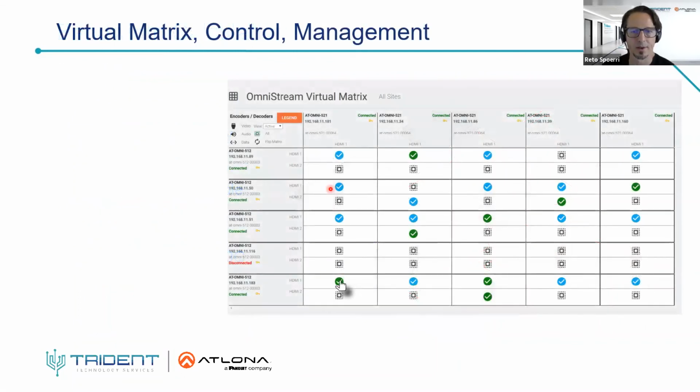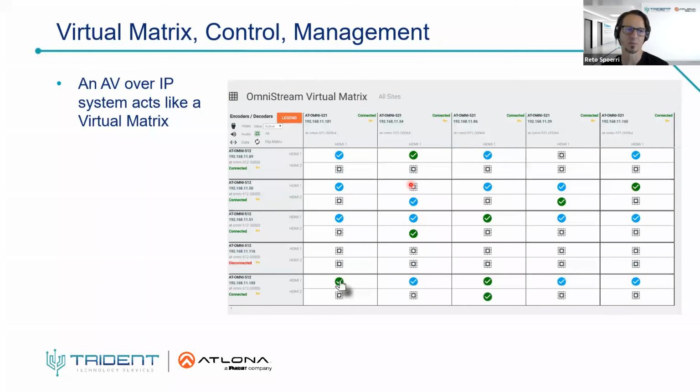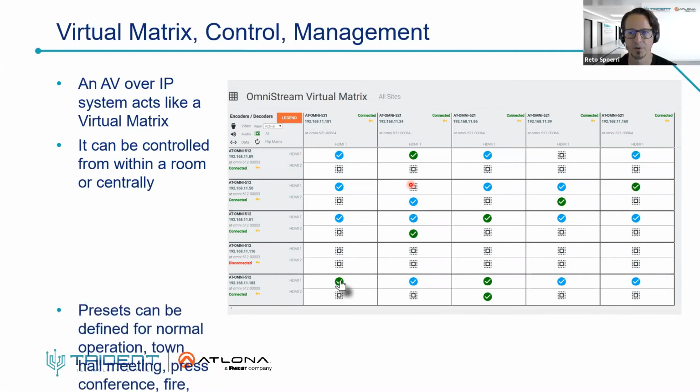Looking at control, this is a snapshot of our AMS, the Atlona Management System. It can show graphically all the encoders here, all the decoders here, and you can just create your cross connections. There is a cross connection for audio, for video, or for both of them, or even for control. So an AVoIP system, at the end, acts like a virtual matrix. It can be controlled from within a room, or it can be controlled centrally. You can control it from a touch panel, from a computer, or even from a mobile phone.